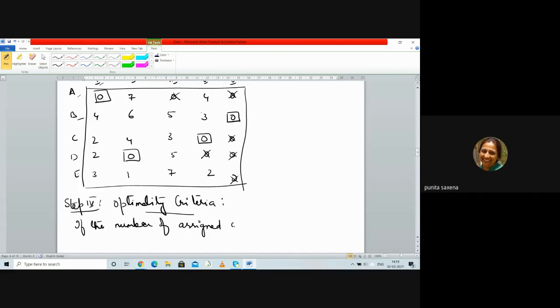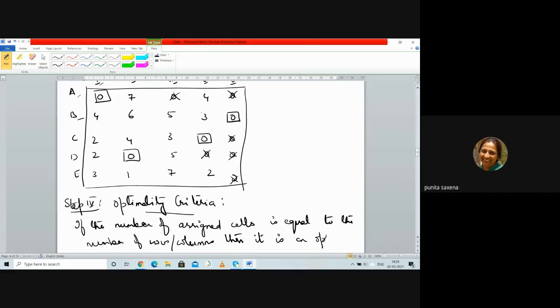So if the number of assigned cells is equal to the number of rows or columns, so this is what we want. Each worker should get a job and no job should be left unassigned, right? And since we have an equal number of rows and columns here, the number of assignments must be equal to the number of rows or columns. So if they are equal, then it is an optimal solution.